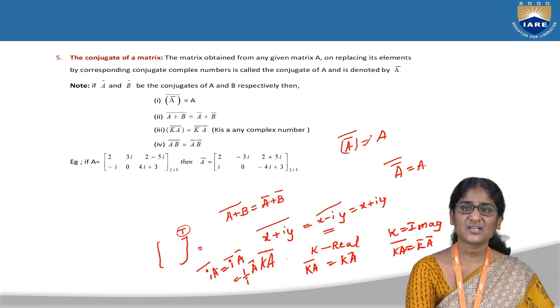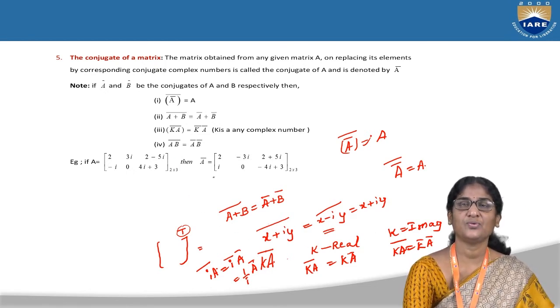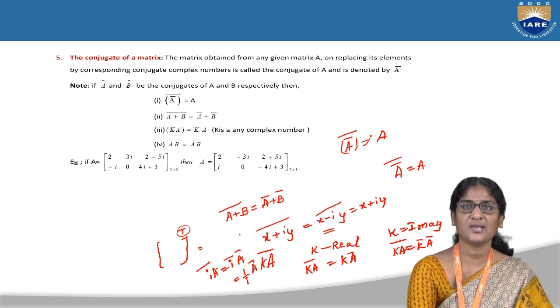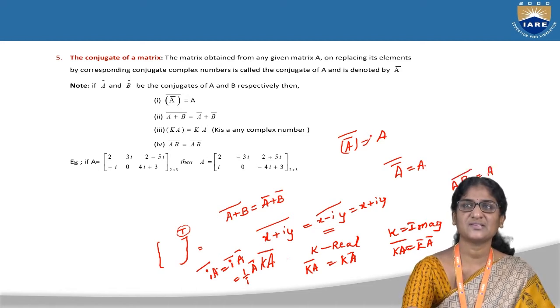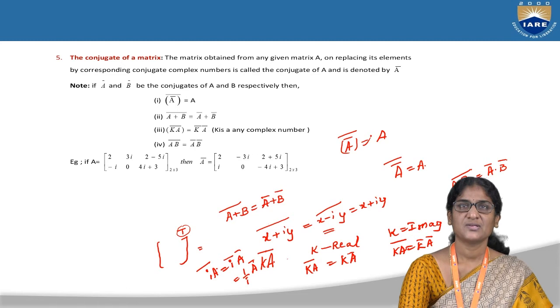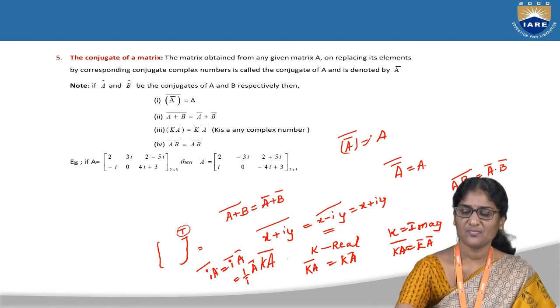In this way, we can say that K A whole bar is equal to K bar into A bar. Similarly, if A and B are two different matrices, then the conjugate of the product of the two matrices is equal to the product of the individual conjugates, that is A bar into B bar. That is how we can understand the conjugates of a given matrix.